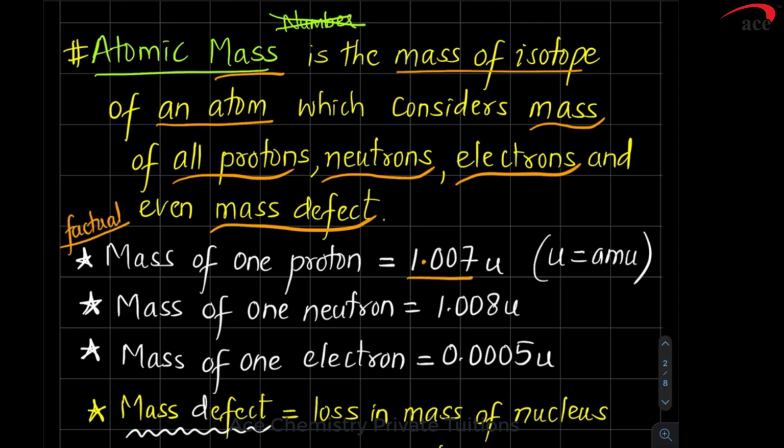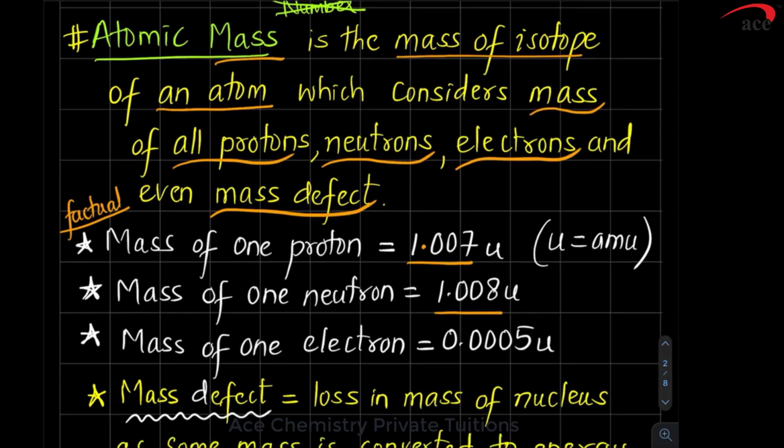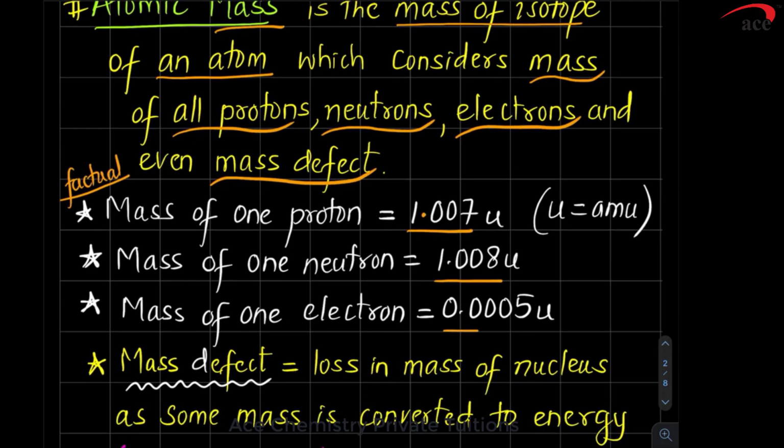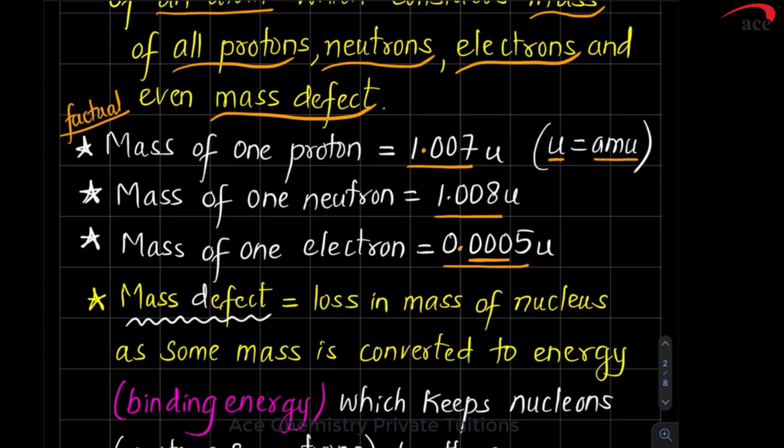Mass of a proton is 1.007 and mass of a neutron is 1.008. Mass of electron is very small, 0.0005 U. U is atomic mass unit. By the way, what is mass defect?